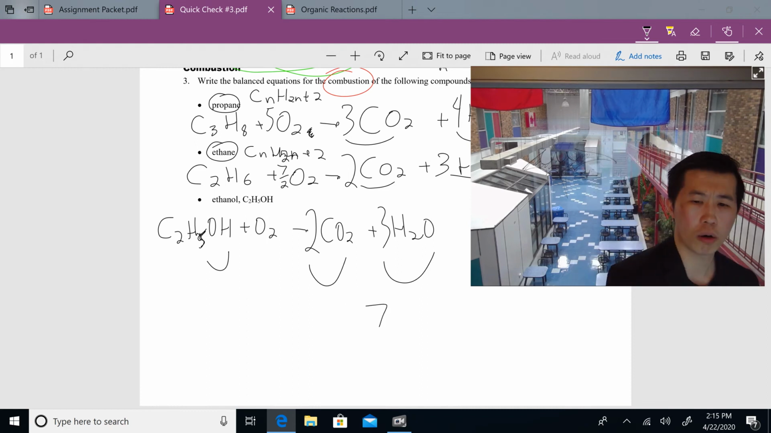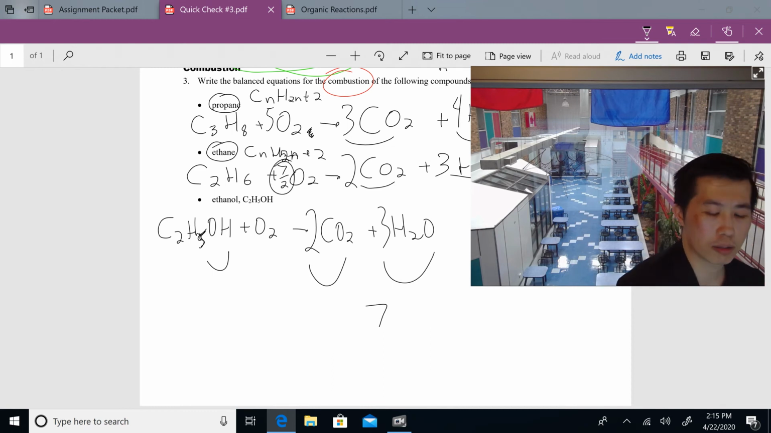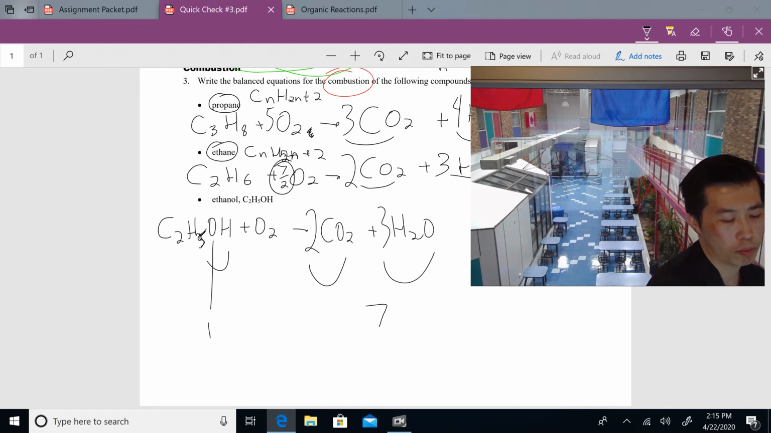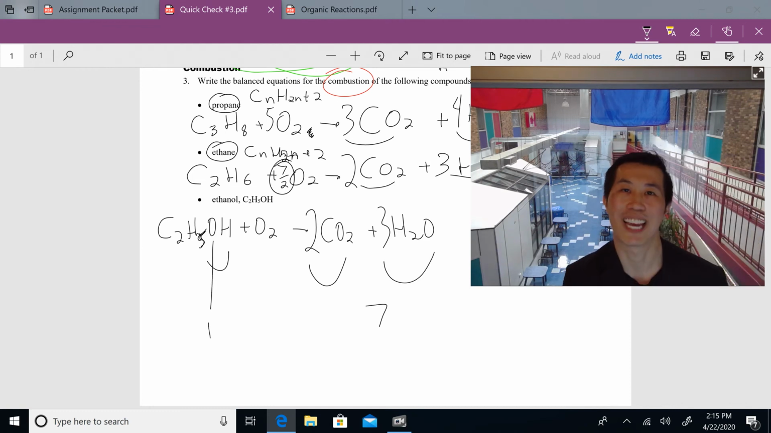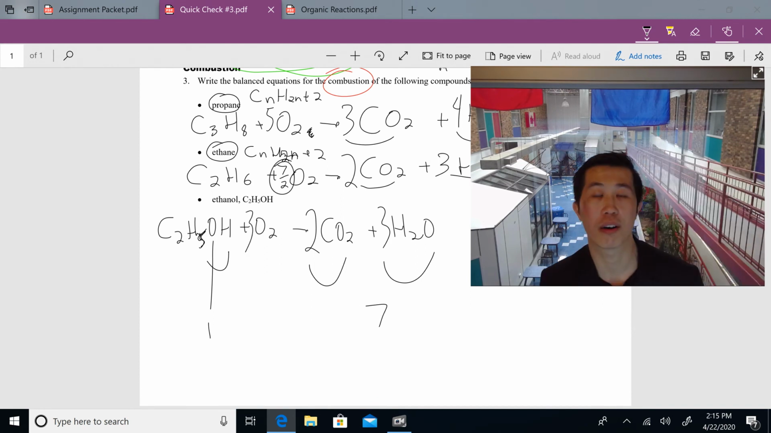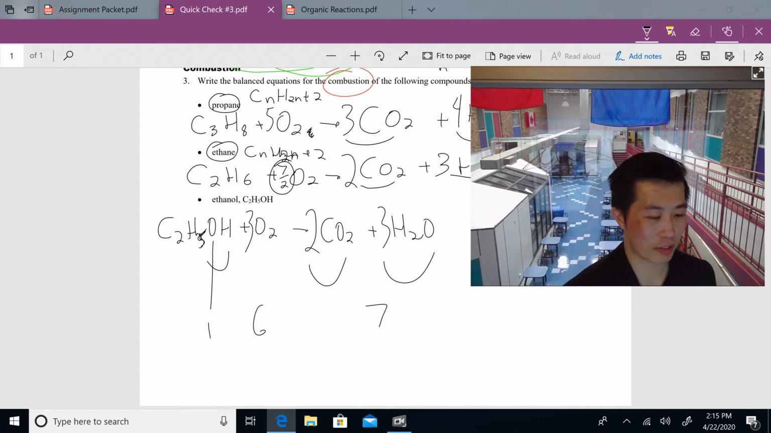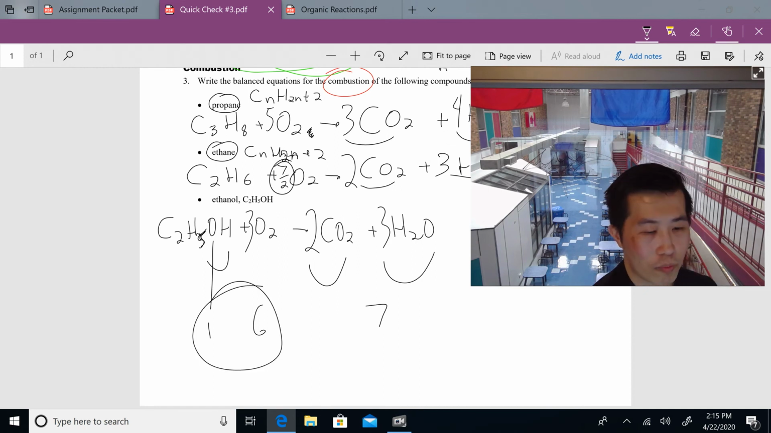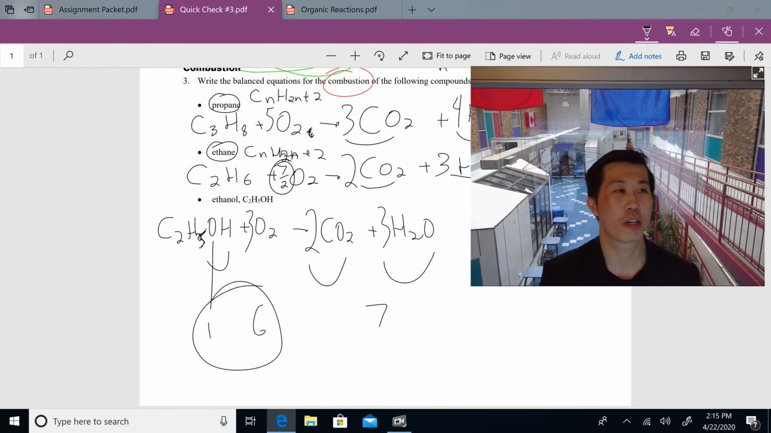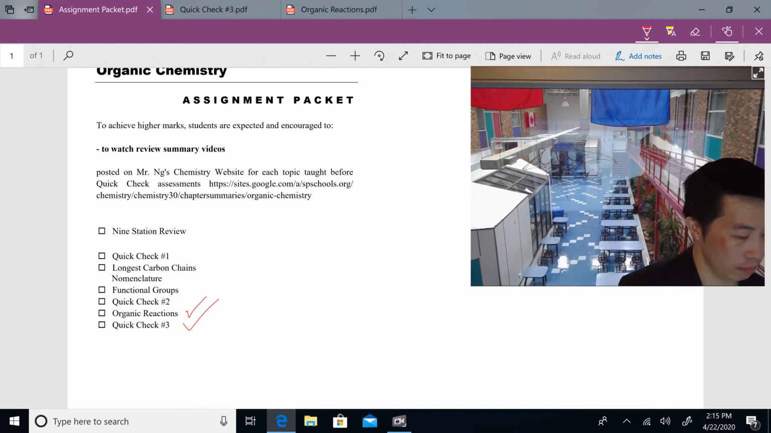But you might think, oh yes, it's going to be kind of like that example there, because this is an odd number. But recall that we already have 1 accounted for from the ethanol. So to make that 7, if we put a 3 there, that's going to give us the 6. And there we go. We've got yourself the 7 in the end. Okay? Well, that is quick check number 3, everyone. All right? So, going back, we're done that one.